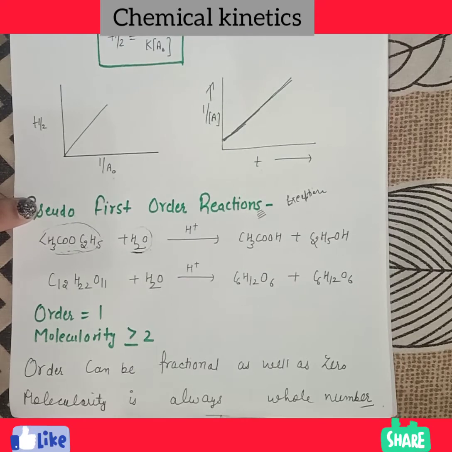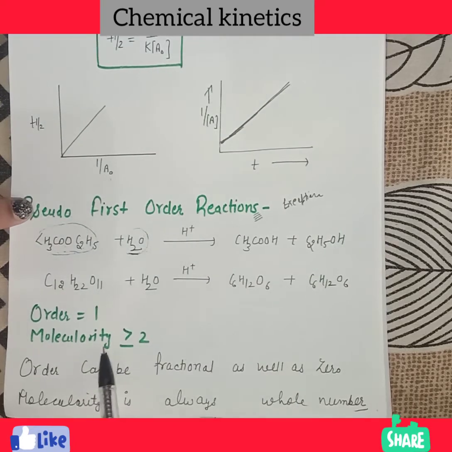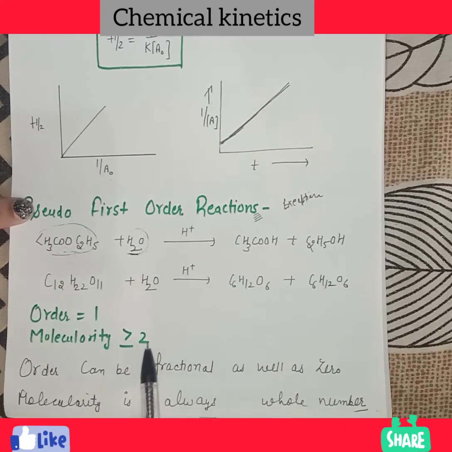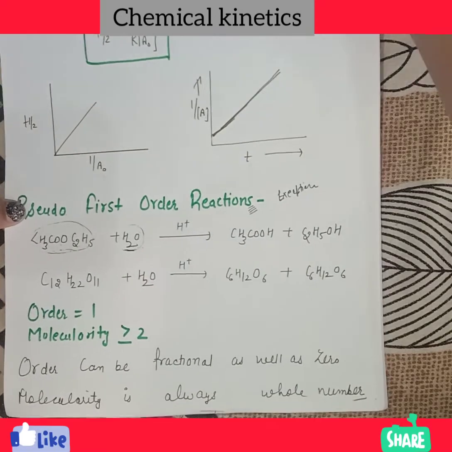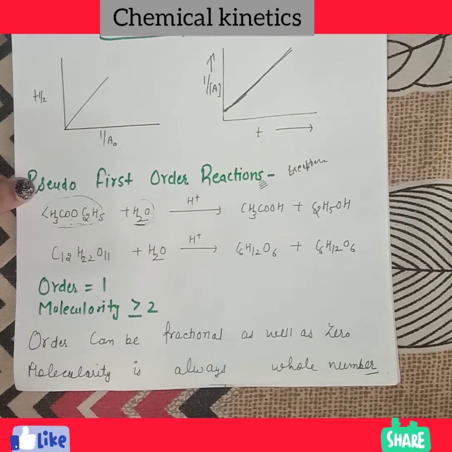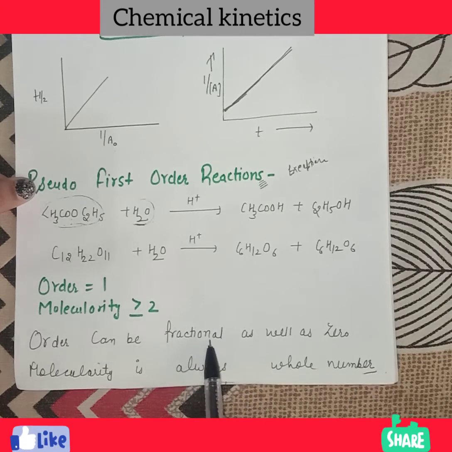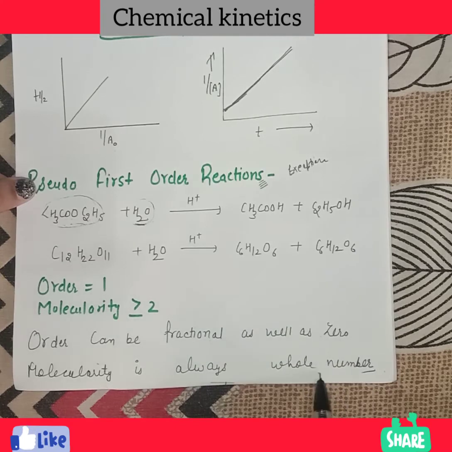If we talk about order and molecularity, its order is 1 and molecularity is greater than or equal to 2. One important thing about order and molecularity: order can be fractional as well as zero, but molecularity is always a whole number. Molecularity can never be fractional or zero. It's always a whole number.